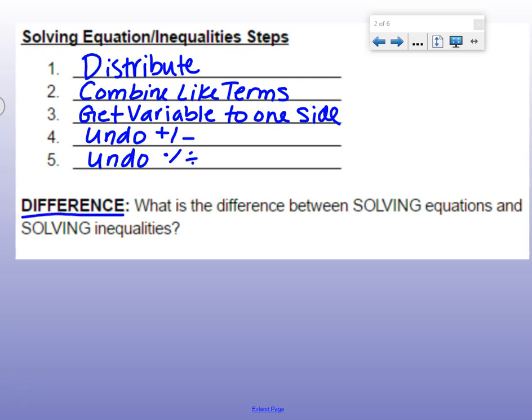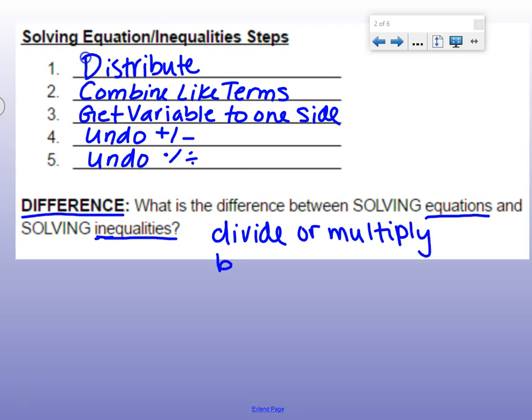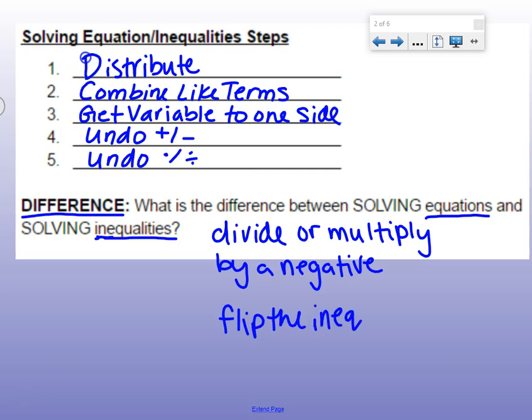Difference. What is the difference between solving equations and solving inequalities? If we remember this, the one difference is when we divide or multiply by a negative, we have to flip the inequality. And we will have some practice with this, but make sure when you divide or multiply by a negative, you flip the inequality. So it's the one difference between equations and inequalities.